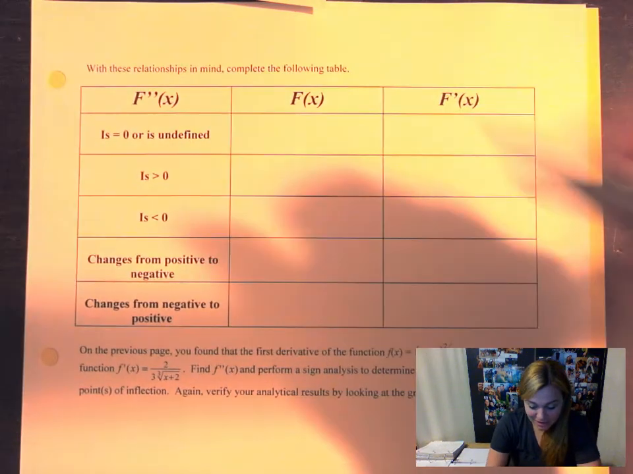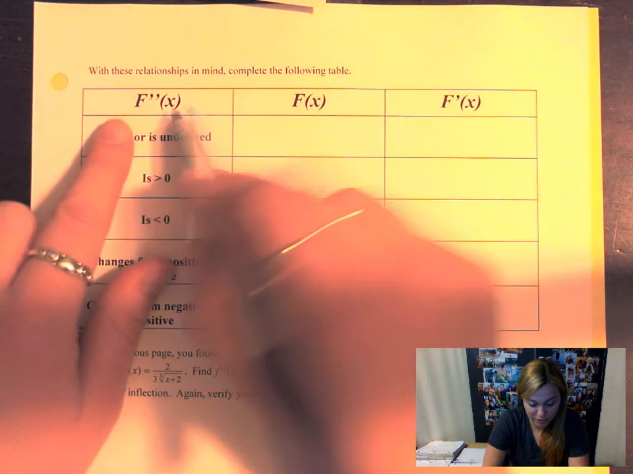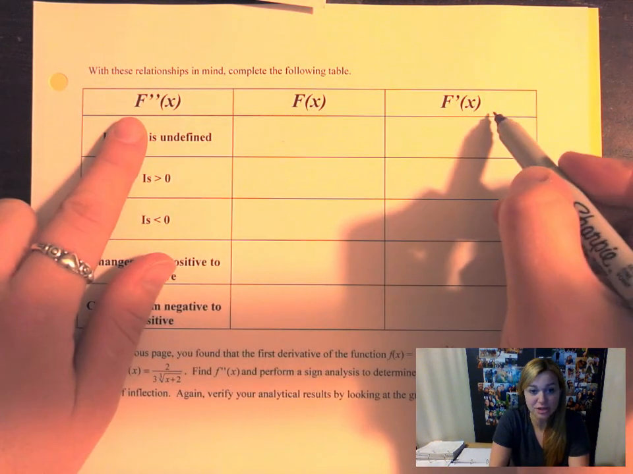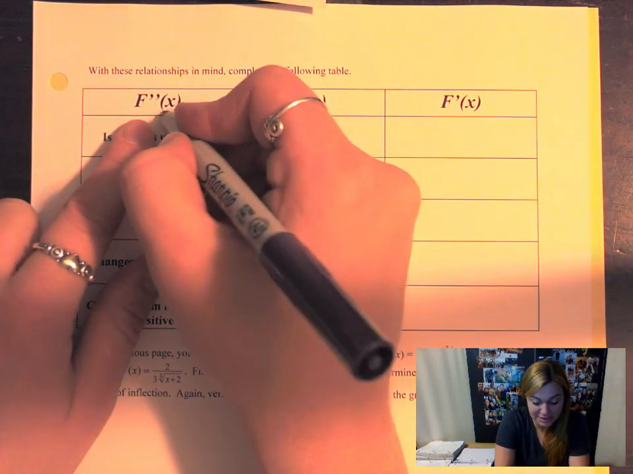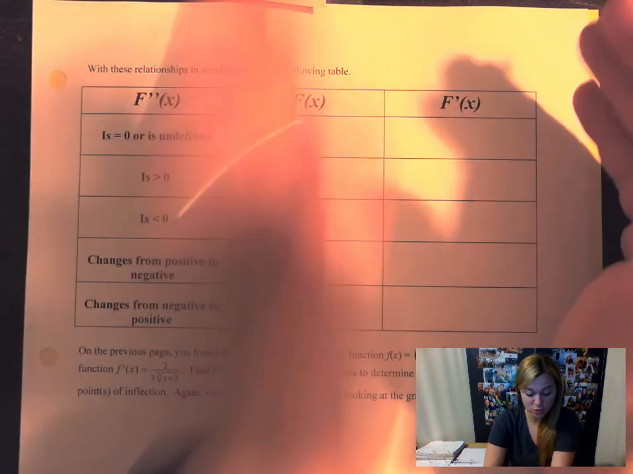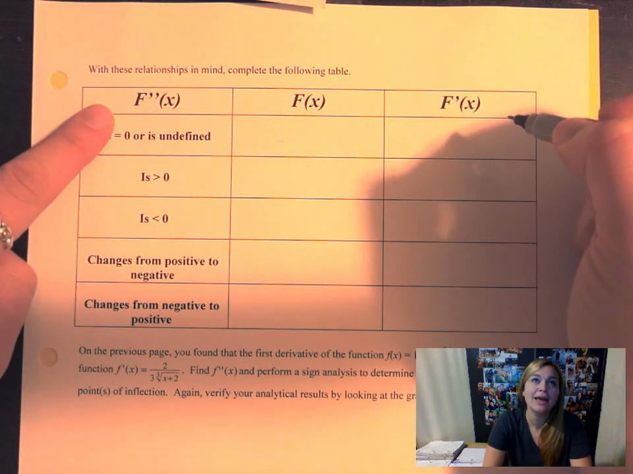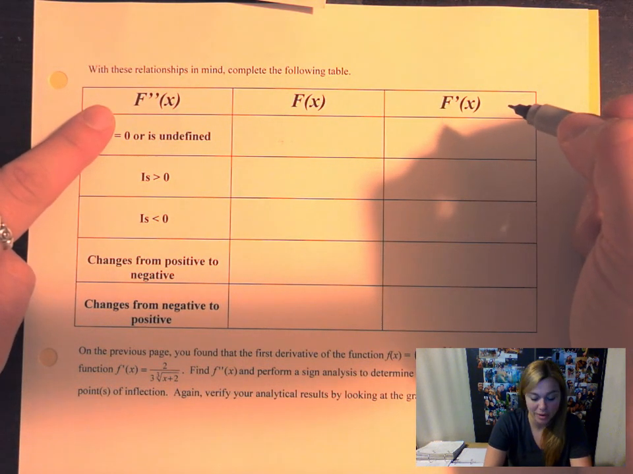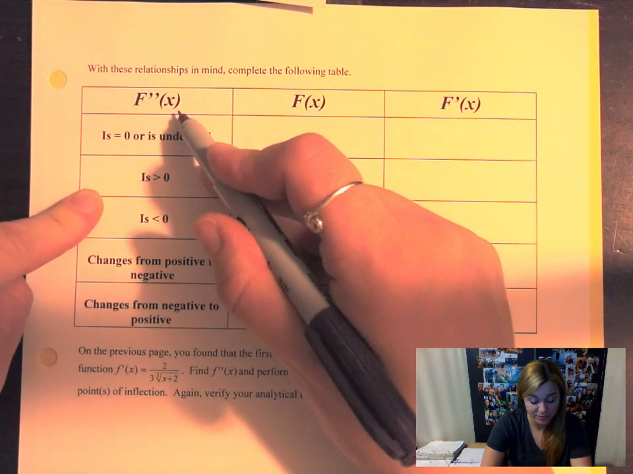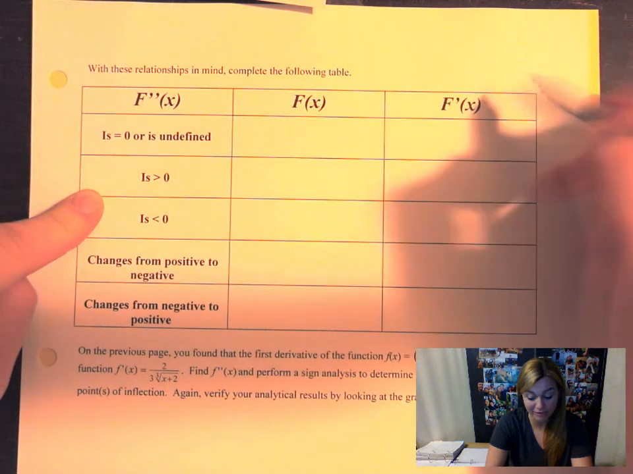If f double prime has the same relationship with f prime, so this one is the slope of f prime. So the things that we wrote before, ignore this middle column for right now, but if we knew like f of x was increasing when f prime was positive, I can still do that here. So f double prime is positive, that means it's the slope of f prime.